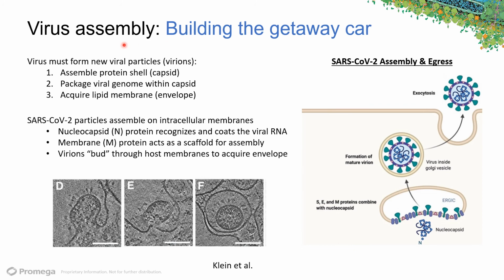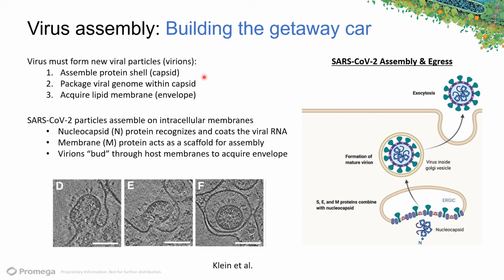So moving to the next stage, then we have the assembly stage. So the virus has now entered the cell, it's replicated, it's got more copies of its genome and a bunch of viral protein. It needs to put those genomes and proteins together into a viral particle. So again, you can think of this as the virus building its getaway car in preparation to flee the infected cell. So viruses have to form new particles or new virions.